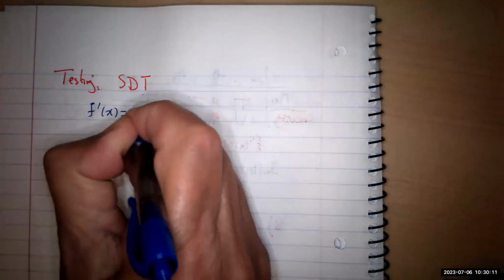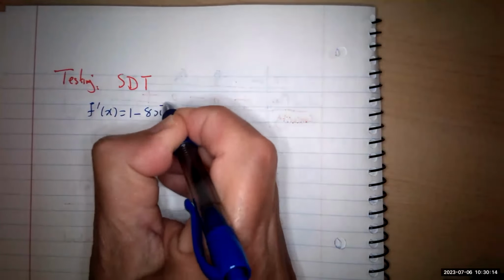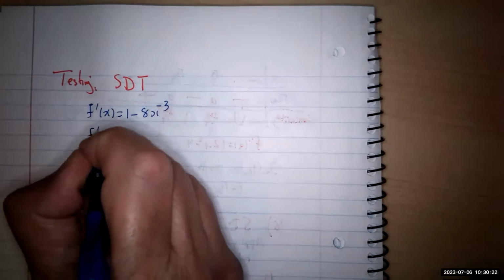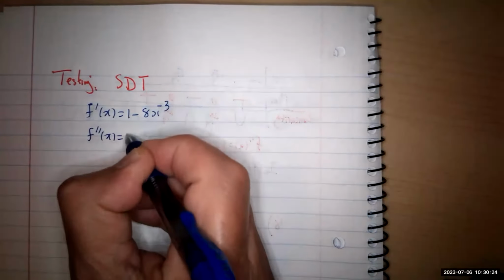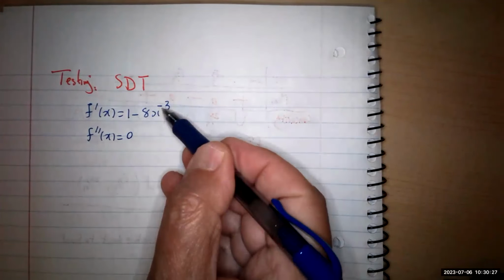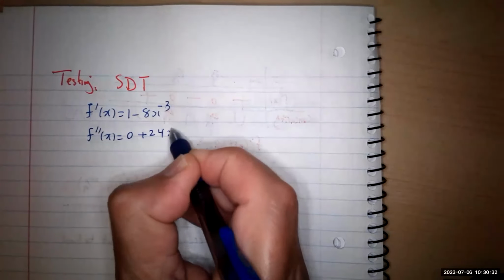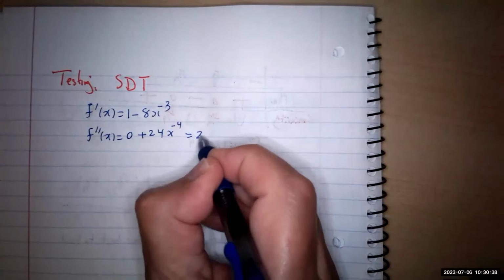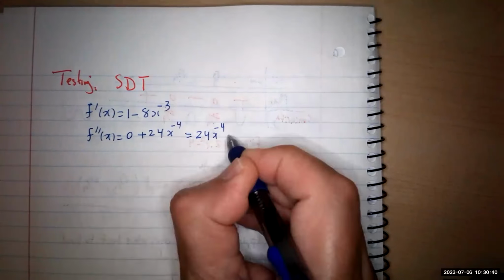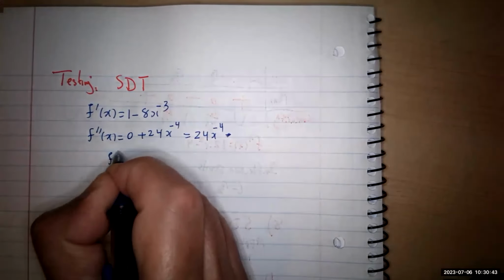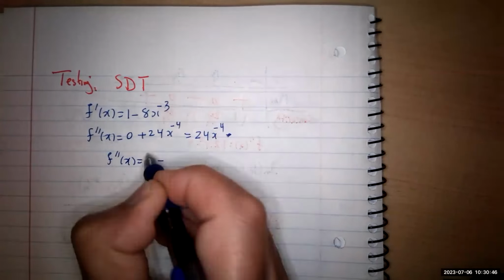So I bring the first derivative. F prime was 1 minus 8x to the negative 3. Differentiate it again. F double prime, carefully. 1 is 0. Negative 3 times negative 8 would be positive 24. 1 down, x to the negative 4. So this is going to be 24x to the negative 4. In fact, f double prime of x is 24 over x to the 4th.